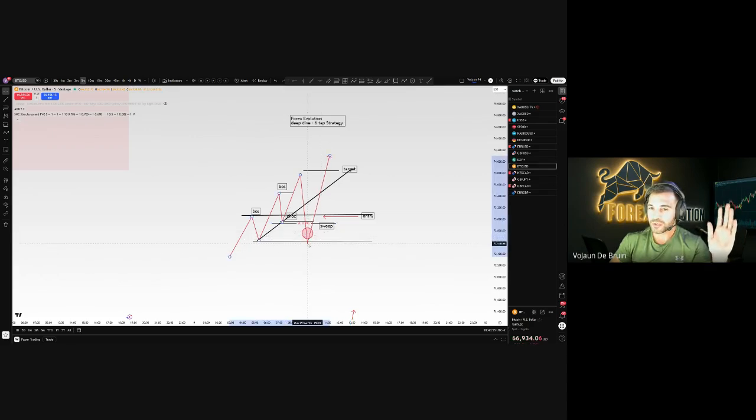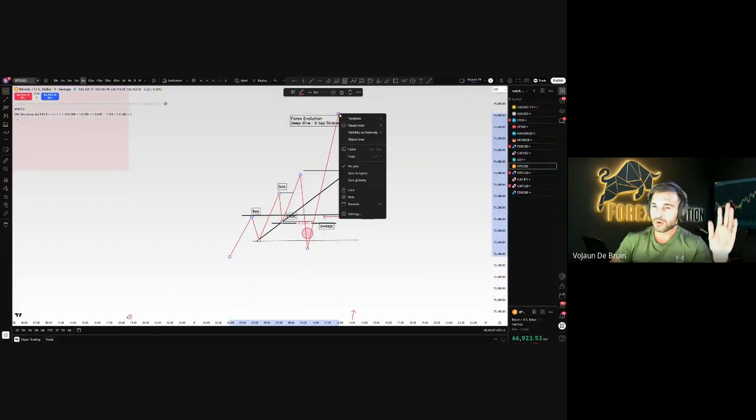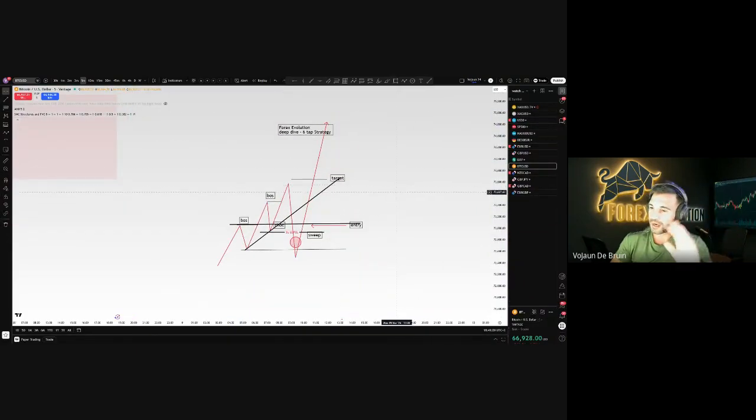Sometimes it even pushes a little bit lower. If this is not enough, it will push a little bit lower. It will just take out this low and then rectify and then push up. Then the real move goes without you.